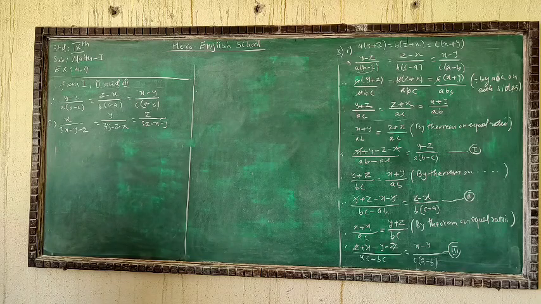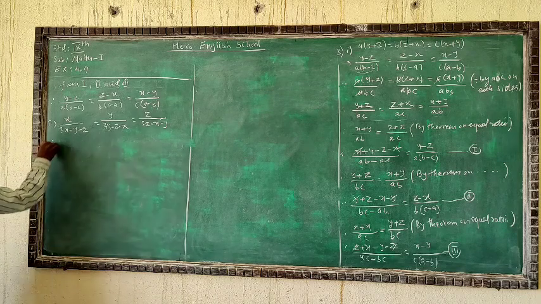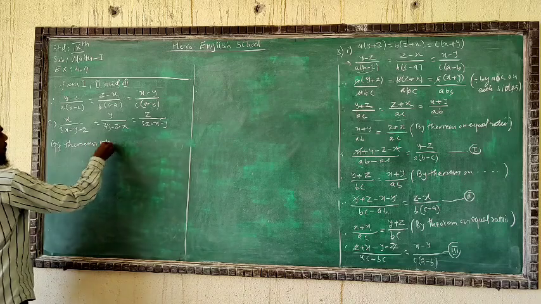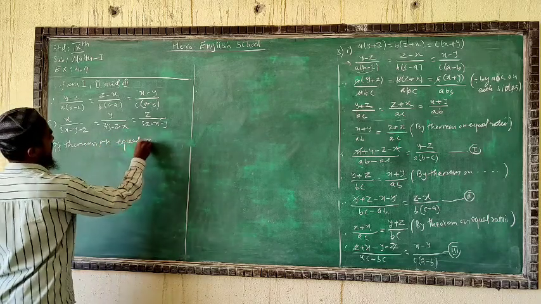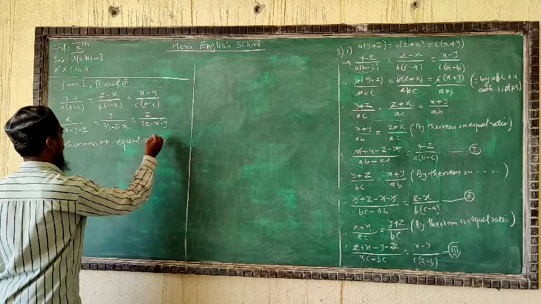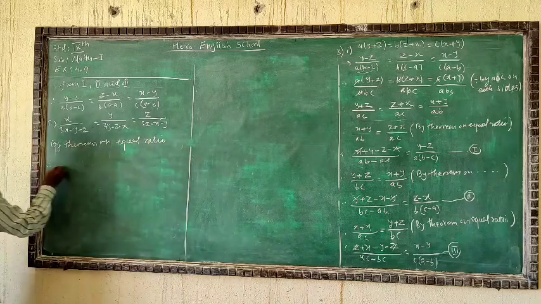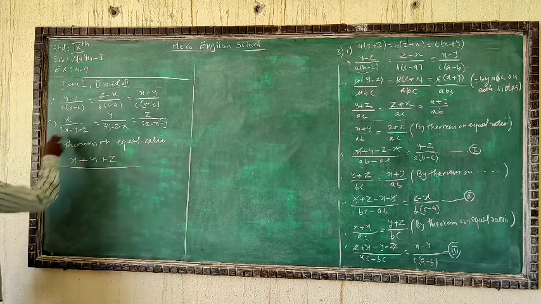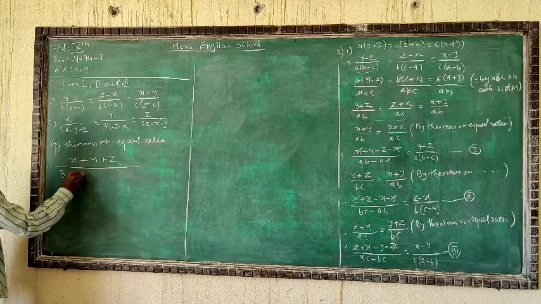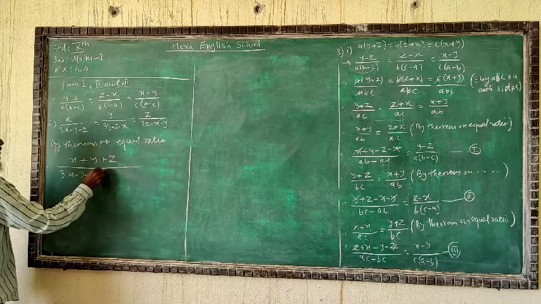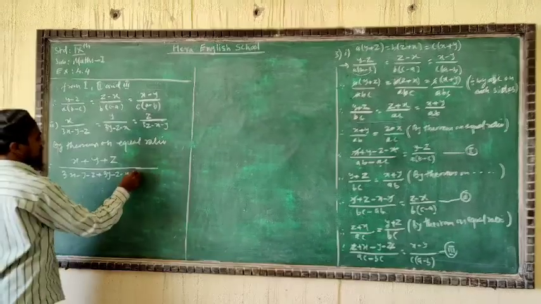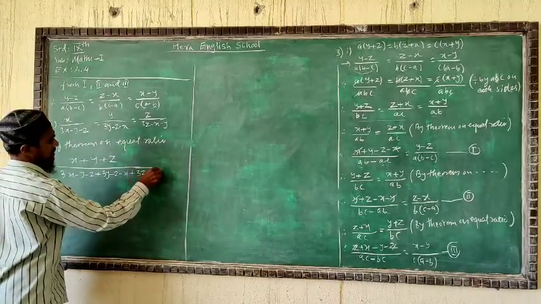See very well everyone, we have to prove these are all equal to 1. So by the theorem on equal ratios, we'll apply it directly and add all these fractions. In the numerator we have x plus y plus z. In the denominator, 3x minus y minus z plus 3y minus z minus x plus 3z minus x minus y.